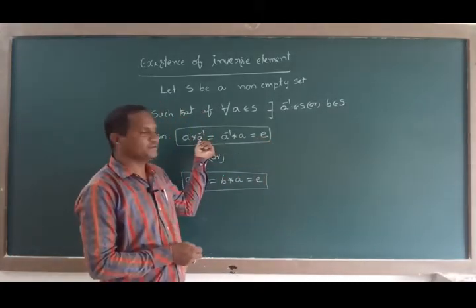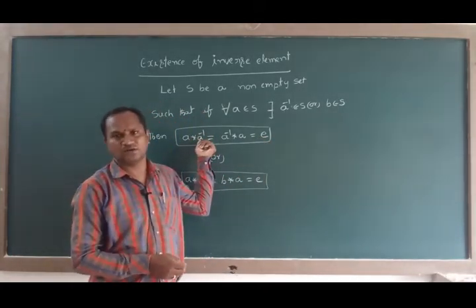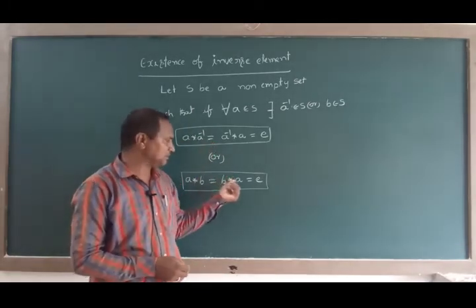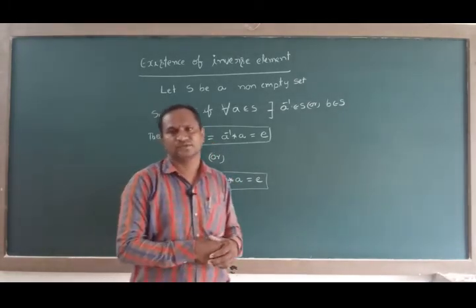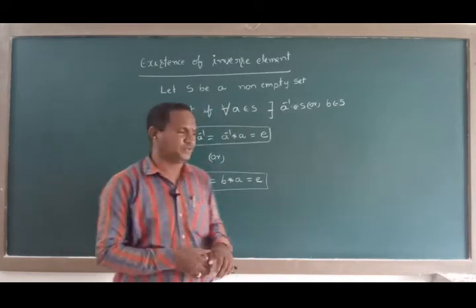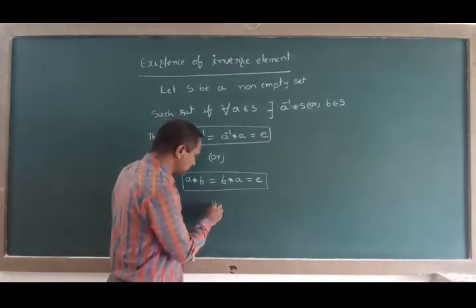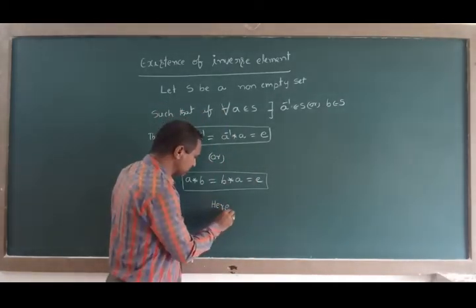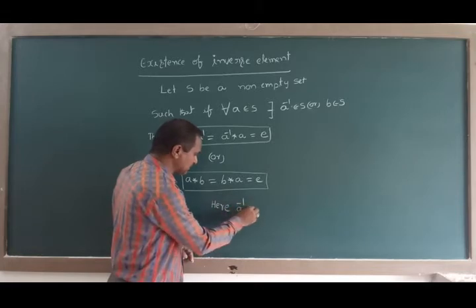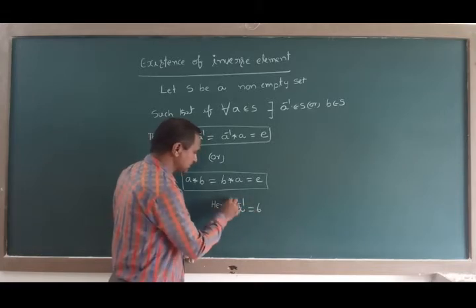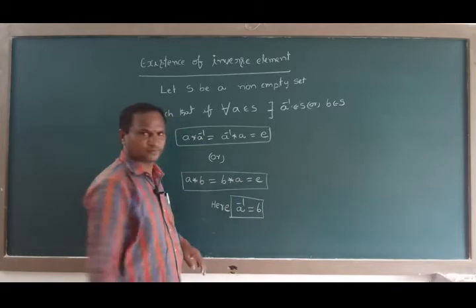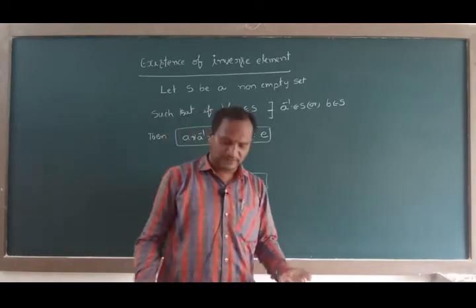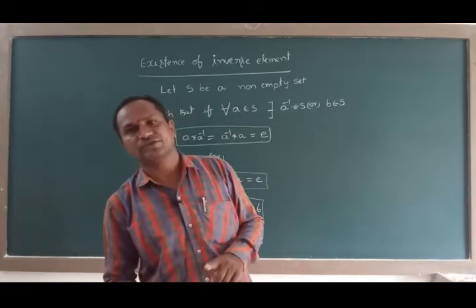We can represent it with the letter A power minus 1, or instead of that, we can take letter B also. A inverse is equal to B here. That A and B are inverse to each other.